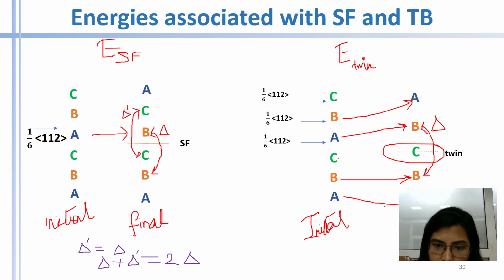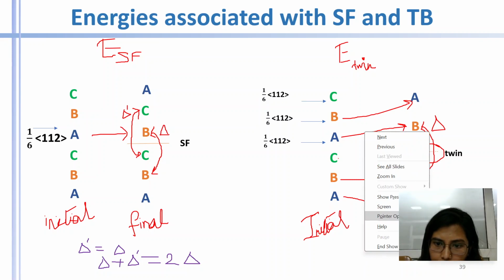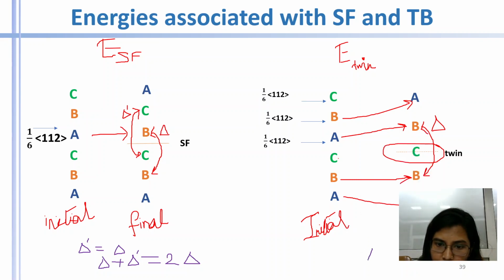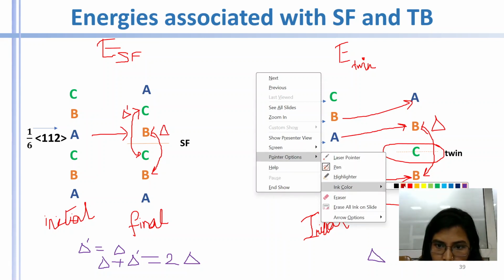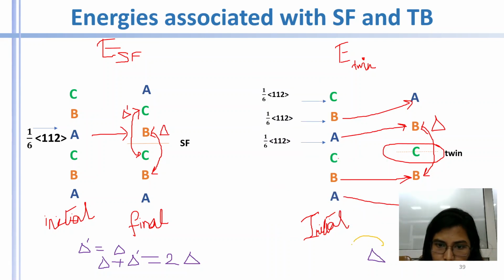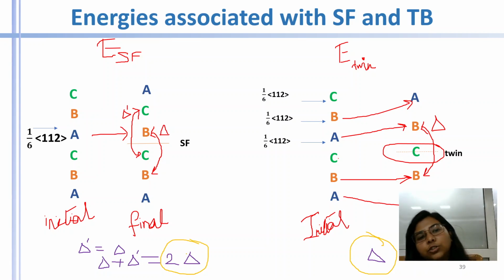So if we look at the repulsion term, it is only delta. If you compare these two, in case of twin boundary there is delta, whereas in case of stacking faults you have 2 delta. Hence what conclusion can you draw? The conclusion is that twin boundary deformations have less energy than the stacking fault dislocations.